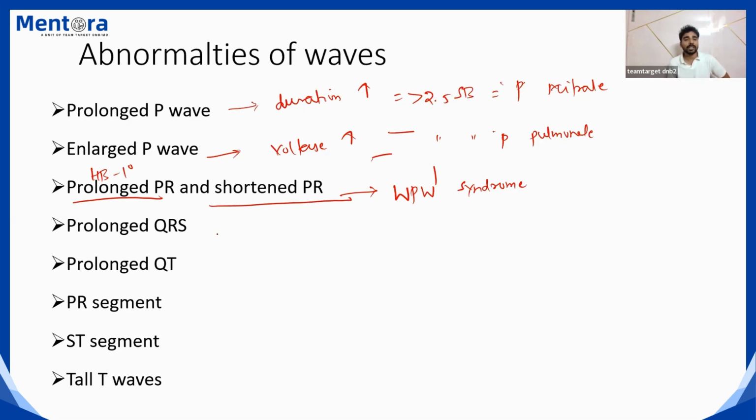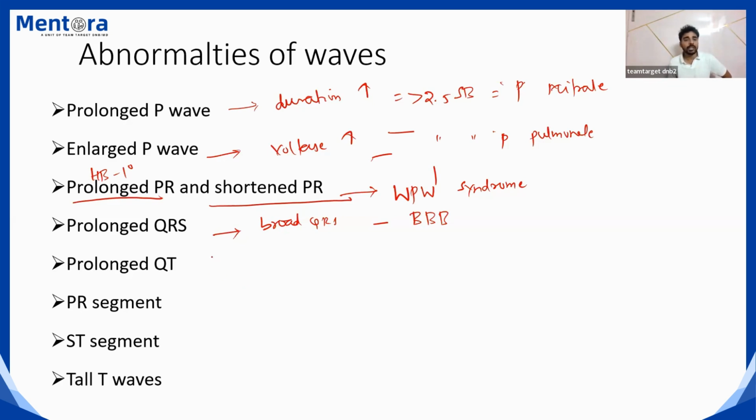And prolonged QRS again, that means a broad QRS. You see this in the case of bundle branch block. From the AV node through the bundle of His, the impulse goes to the ventricles. If one of the bundles is blocked, it will go very slowly, so the ventricle also depolarizes slowly. So your QRS complex will be prolonged. That is called broad QRS, that is called bundle branch block.